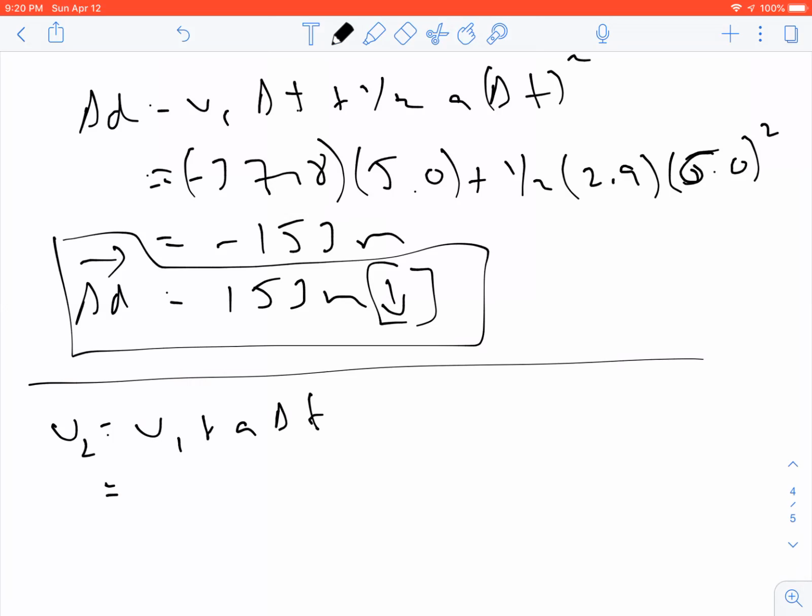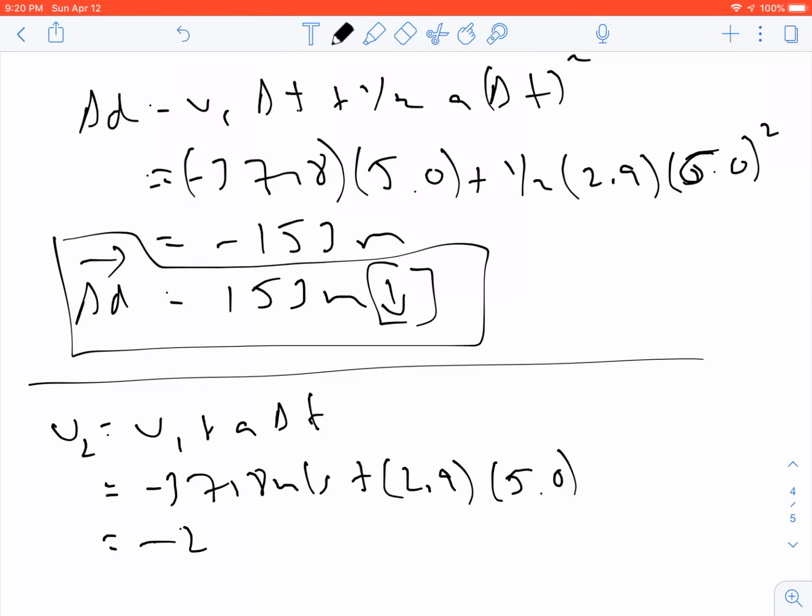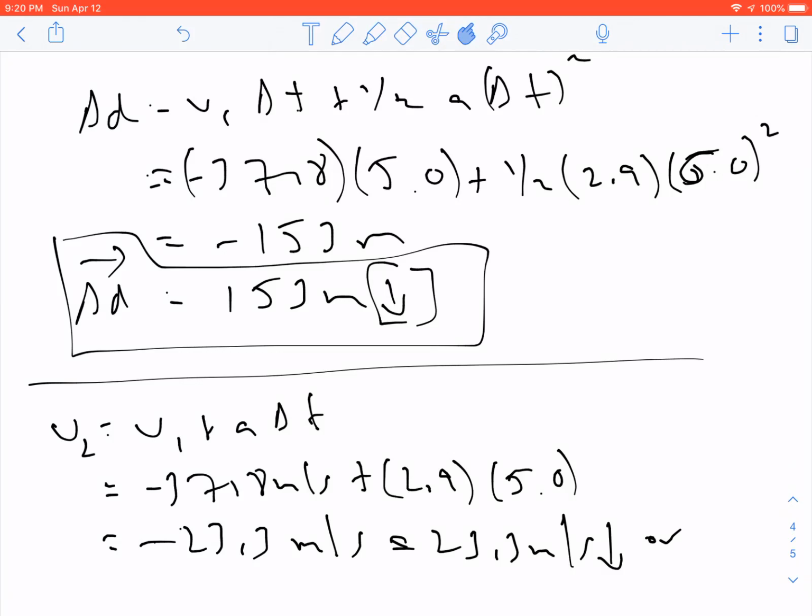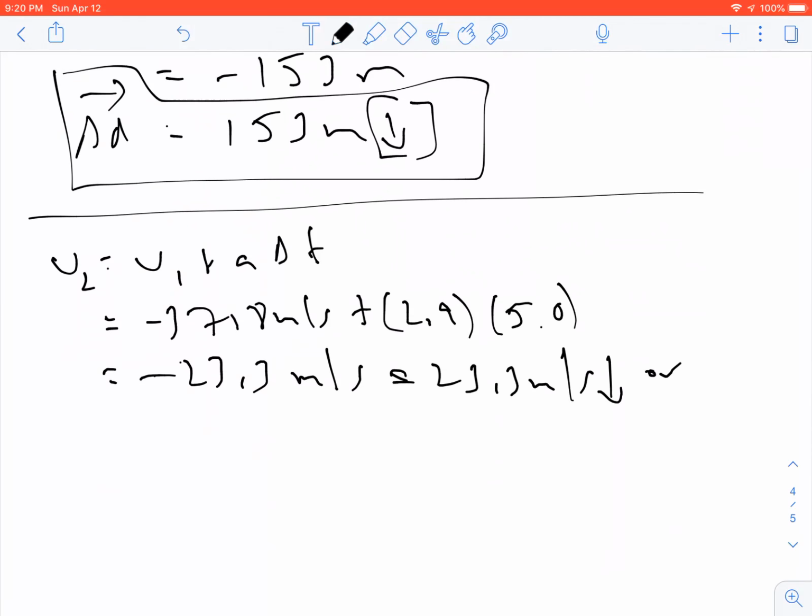Well, if I know that she started at minus 37.8 meters per second, again, this isn't part of the question, but I was just kind of curious, plus 2.9 upward acceleration, losing negative speed, times the time that she's going to be slowing down, 5 seconds, I get an answer of minus 23.3 meters per second, which is 84 kilometers an hour. 23.3 meters per second down, or 84 kilometers per hour down.